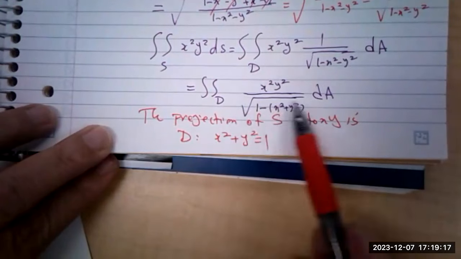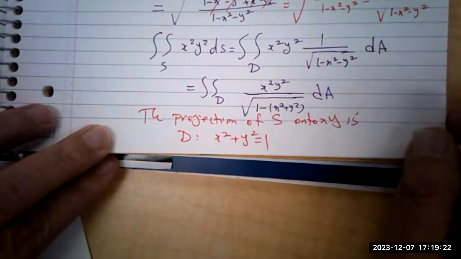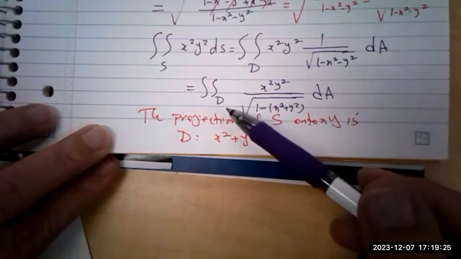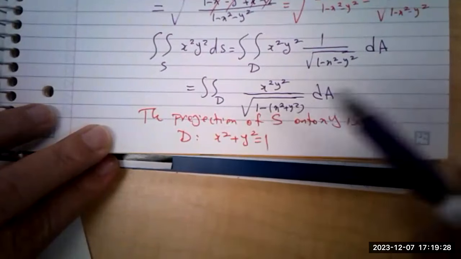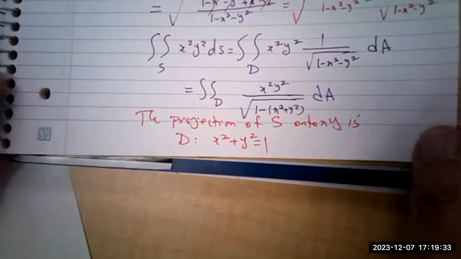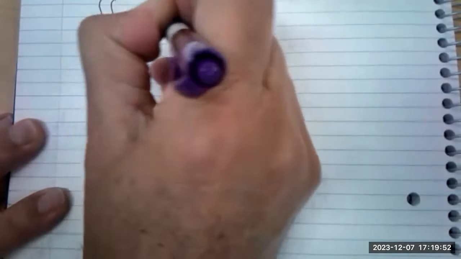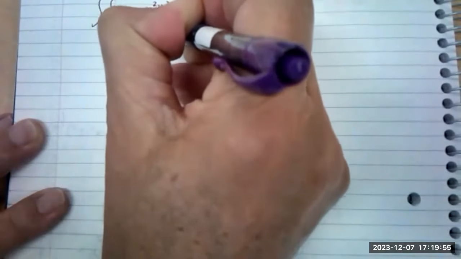So look at this expression that we're going to have. This means in order to find that integral, you have to use polar coordinates, because D is a circle, and then you have a nice format. So I'm going to change it to polar coordinates, and we go for it. Any question? So what is going to be the polar form of this integral? The integral in question is x squared y squared over the square root of 1 minus x squared plus y squared, dA.